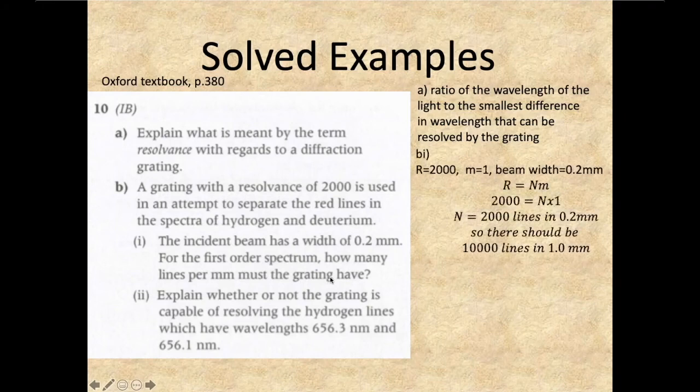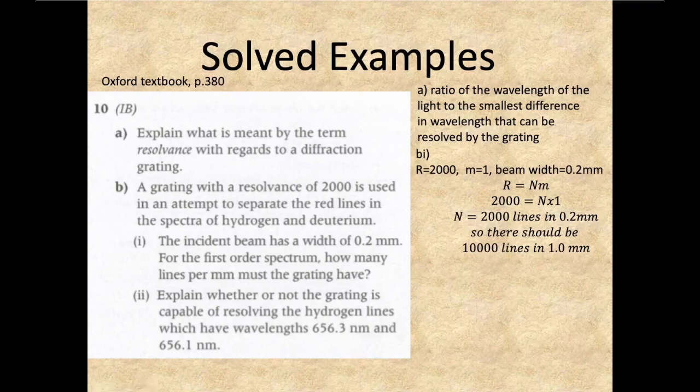This is very similar to the question we just looked at. R is given, M equals 1, beam width of 0.2 millimeters. Based on what we know, we have R to be 2000. Dividing it by 1 gives N as 2000 lines illuminated within the beam width, which is 0.2 millimeters. So if we have 2000 lines in 0.2 millimeters, there would be 10,000 lines per millimeter. So this would be the label on our diffraction grating.